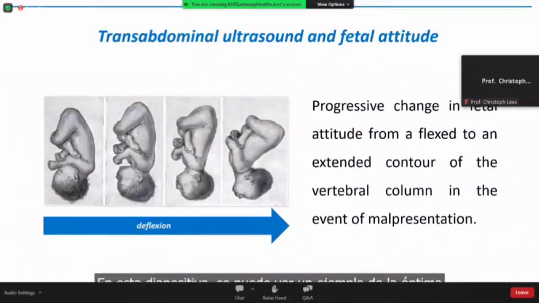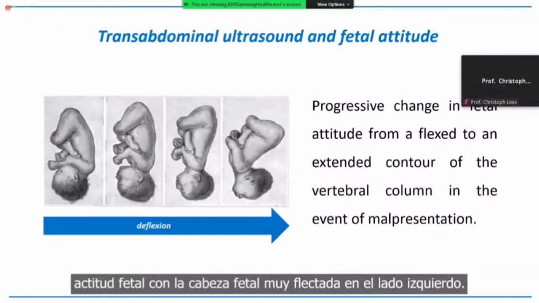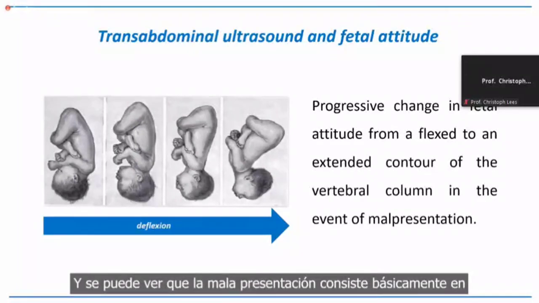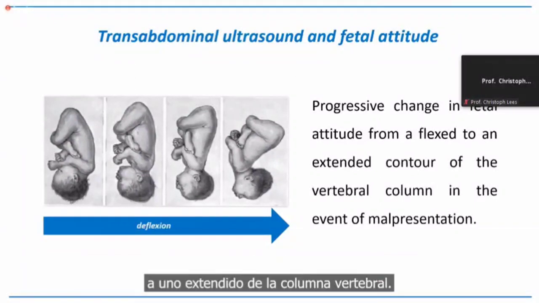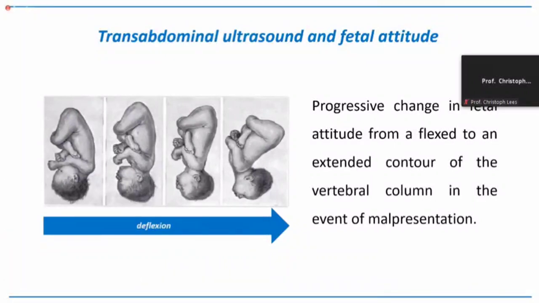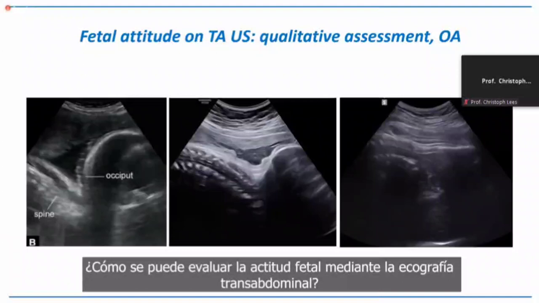In this slide, you can see an example of optimal fetal attitude with a highly flexed fetal head on the left-hand side, and you can see that the malpresentation consists basically in a progressive change in fetal attitude from a flexed to an extended contour of the vertebral column. How can fetal attitude be evaluated by means of transabdominal ultrasound?